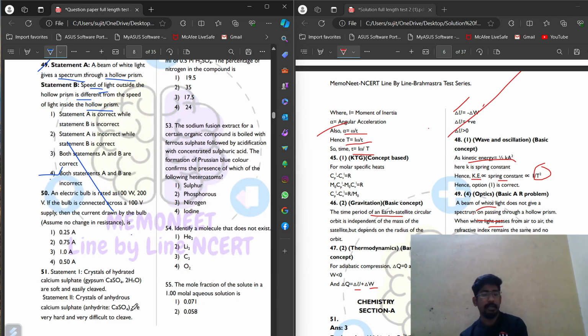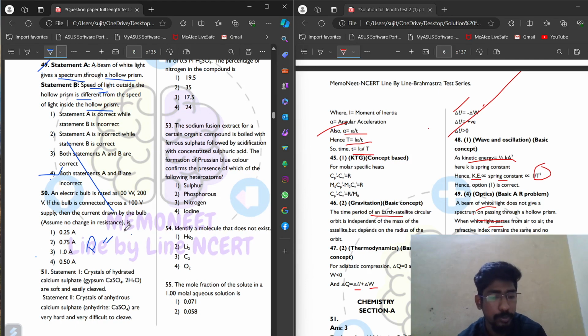The electric bulb is rated 100 watt, 100 volt. If the electric bulb is connected to a 100 volt supply, then what is the current drawn by the bulb? This is a simple formula. There are three power formulas: P equals I V, P equals I square R, and P equals V square by R. Here voltage and power are given, so you adapt the formula P equals V square by R.